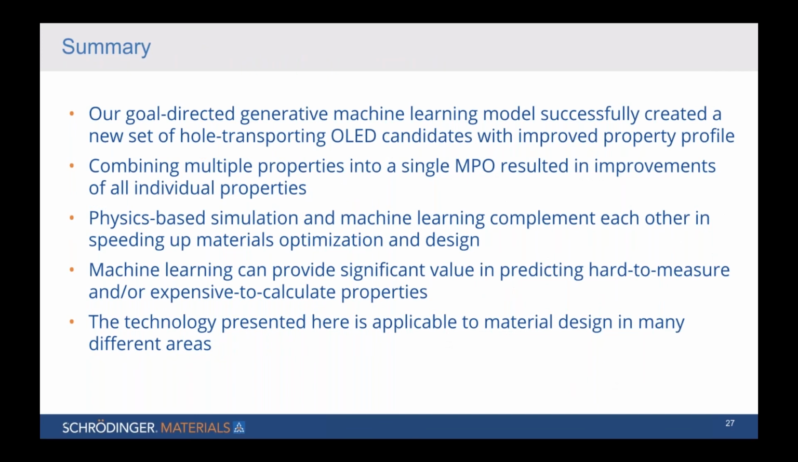So, to summarize, I presented our goal-directed generative machine learning model. It was able to create a new set of hole transporting OLED candidates with improved property profiles. We were able to combine multiple properties into a single MPO score that resulted in improvements in all individual properties. The physics-based simulation and machine learning really complement each other, as you can see in this presentation, to speed up materials optimization and design.